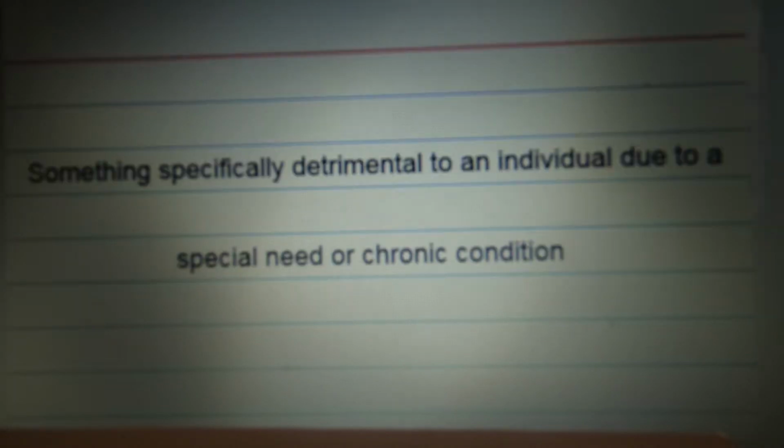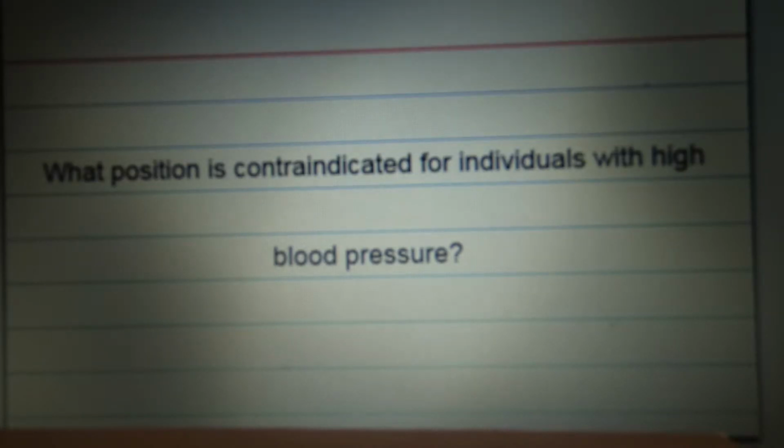Chronic conditions. Something specifically detrimental to an individual due to a special need or chronic condition. Contraindicated. What position is contraindicated for individuals with high blood pressure? Supine.